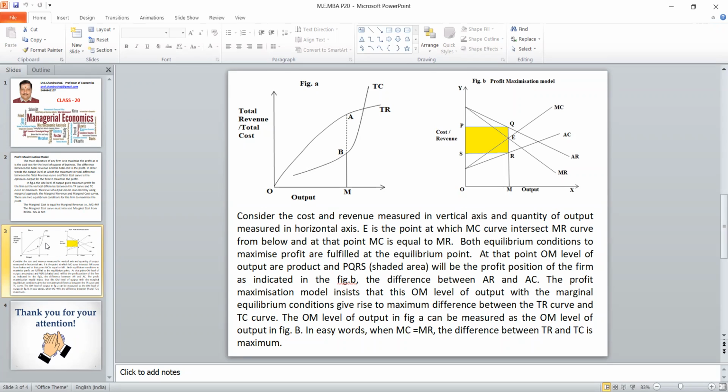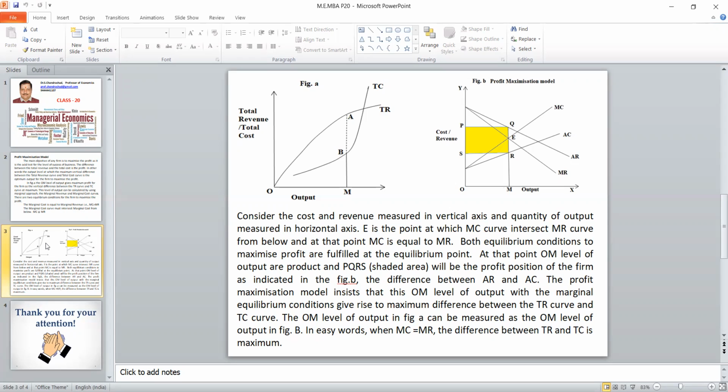You may think how it is possible, but it is possible. If you want, I can make a case study with any particular company. Most limited companies use this particular approach, and they prove that this level of output will give maximum profit. This is a confirmed question in your question paper. So it's very easy to explain.